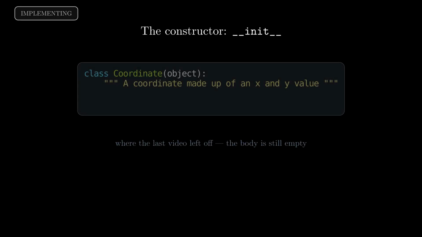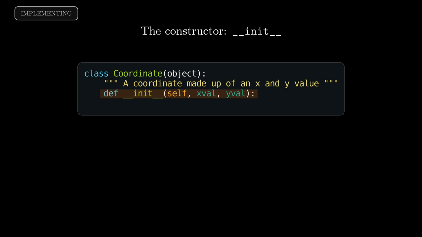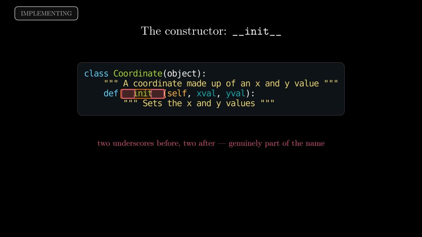Last video ended with Python knowing that a type called coordinate exists. Its body is still empty. The first thing that goes into that body is the constructor, the function that tells Python how to build a coordinate. And defining one is always the next move after the class header. The constructor has a special name, init, with 2 underscores before it and 2 underscores after it. Those underscores are genuinely part of the name. Functions named this way are called dunder functions, short for double underscore, so this one is dunder init.